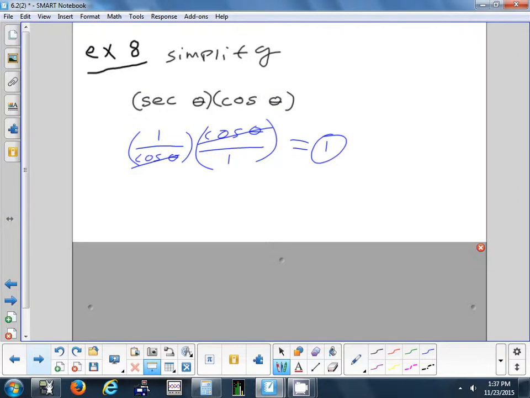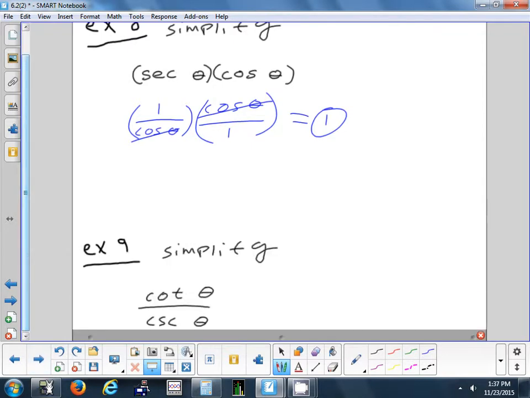Okay? It doesn't always simplify to just a single number, but now, if we have to do something with this, it is super easy to work with. It's just a number. It's not even a trig function anymore. Okay? Any questions on that? Okay, and let's take a look. This will be our last one.